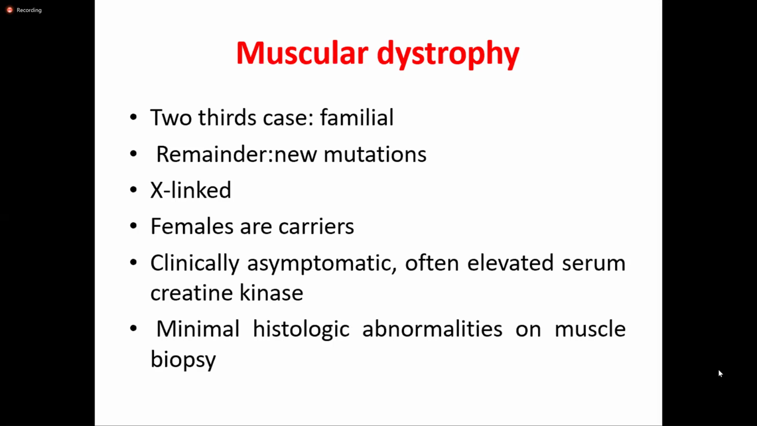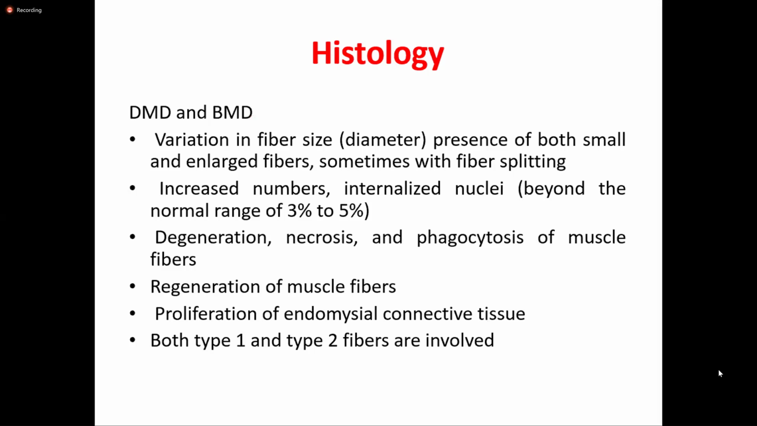As already mentioned, there is elevation of the serum creatine kinase, and even the muscle biopsy may not show relevant information, or there may be minimal histological abnormalities. There may be variation in the myofiber sizes, with both enlarged and small fibers in both Duchenne and Baker muscular dystrophy, and the nuclei may be abnormally placed. In about 3 to 5% of normal cases the nuclei may be placed abnormally, but in both Duchenne and Baker's they may be placed in large numbers.